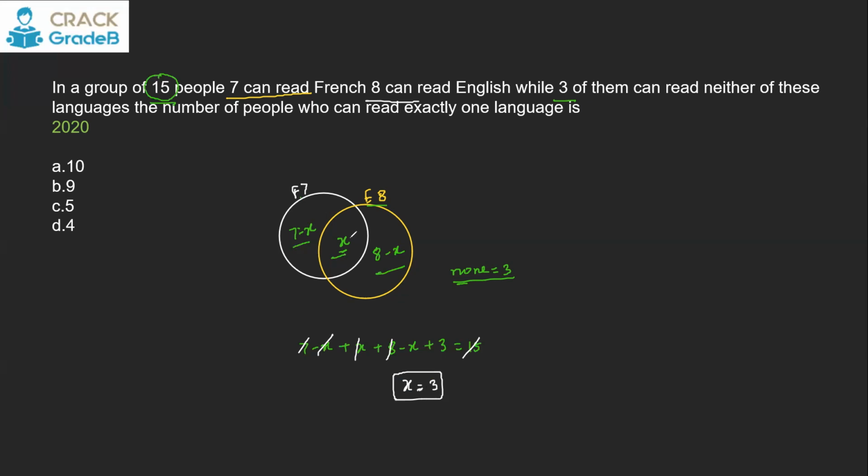If X is 3, this will be 8 minus 3, that is 5. And this is 7 minus 3, that is 4. They're asking how many people read exactly one language. So these 4 belong to only the French circle. That means they read only French. And these 5 read only English. So 4 plus 5, there are 9 people who read exactly one language. So the answer here is going to be 9.